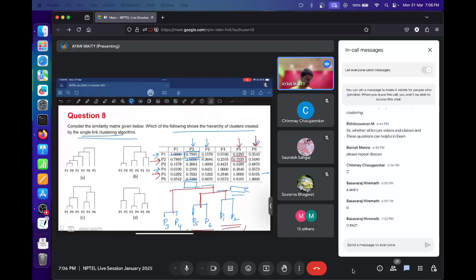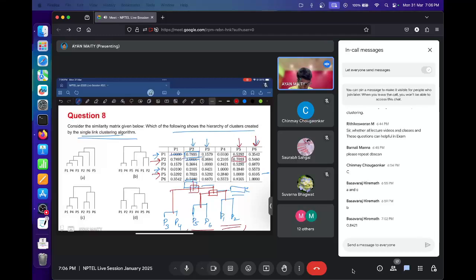So first P3 and P4 are merged, then P5 and P6 are merged, then P1 and P2 are merged. Then these two clusters, P5 P6 and P1 P2, are merged to form a cluster of 4 points. Finally, the two clusters are merged here.